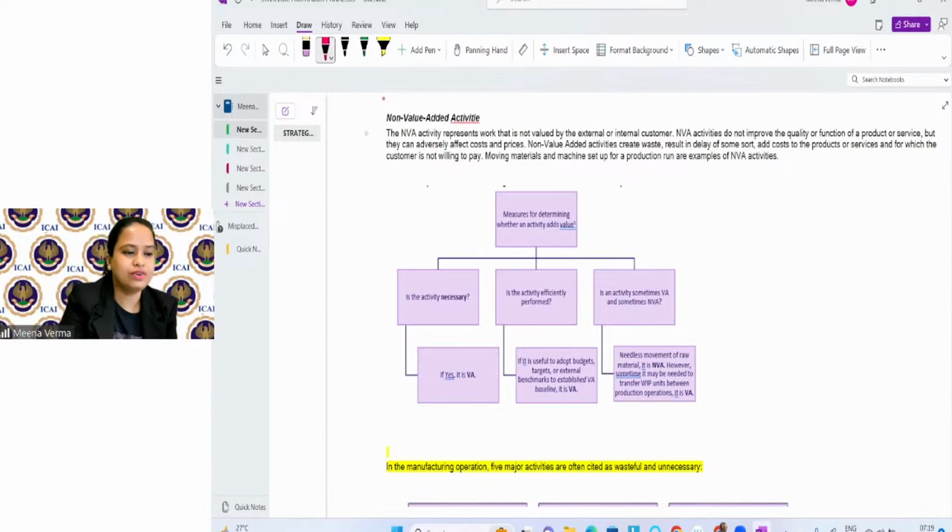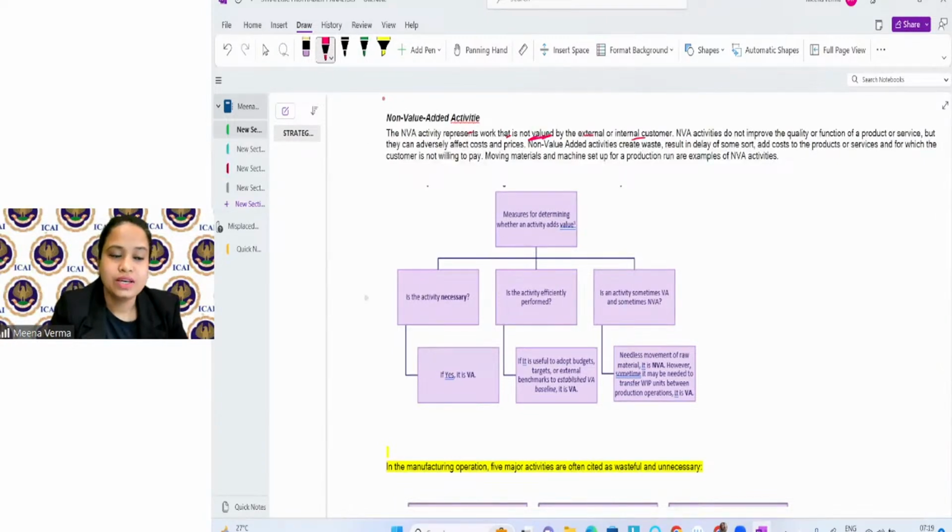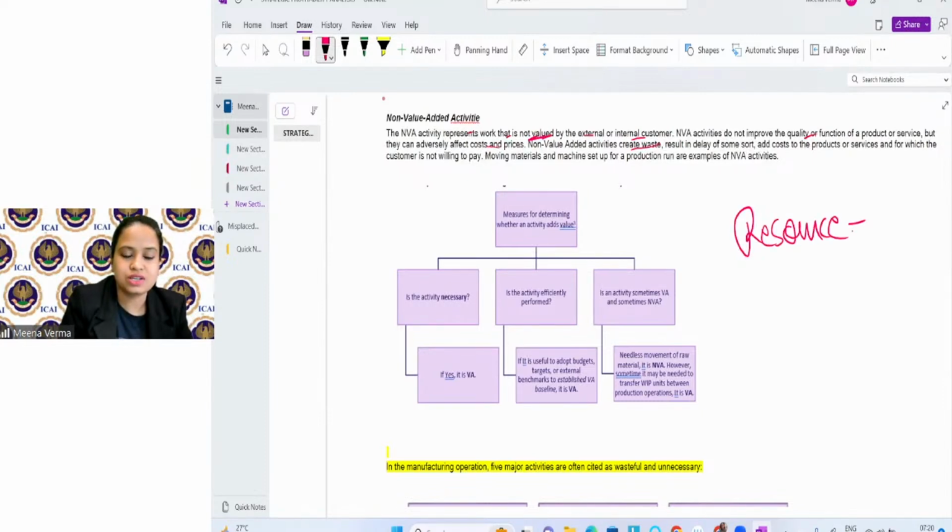Okay, so non-value-added activity represents the work that is not valued by the external or internal customer. These are activities not at all required. They are just a waste, not at all valued by the customer, but still sometimes required. Non-valued activities do not improve the quality or the function of the product or services, but they can adversely affect the cost and prices. So non-valued activity creates waste. Because when we are using resources, it is a cost for us.